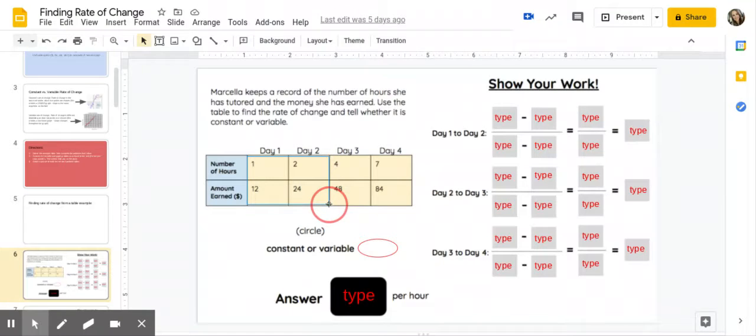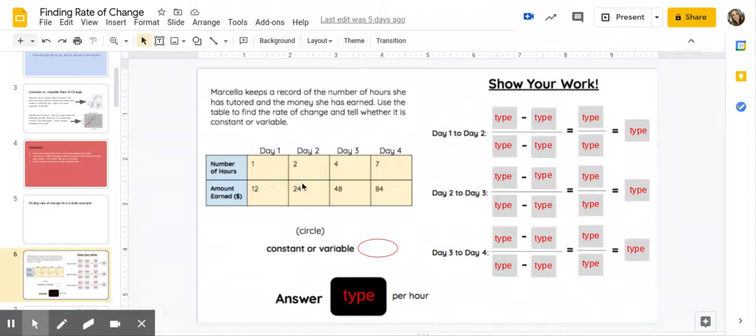All right, these are not set up as points. It's not 1, 2 and 12, 24. It's actually 1, 12 and then 2, 24. So if you wanted to type that out, you could. What I'm going to do is just follow over here and use the numbers from the table. So slope, the y's go on top. In this table, my y's are the amount earned. So we're going to be doing dollars over hours. So dollars per hour. And it doesn't matter which one you pick first as long as you're consistent.